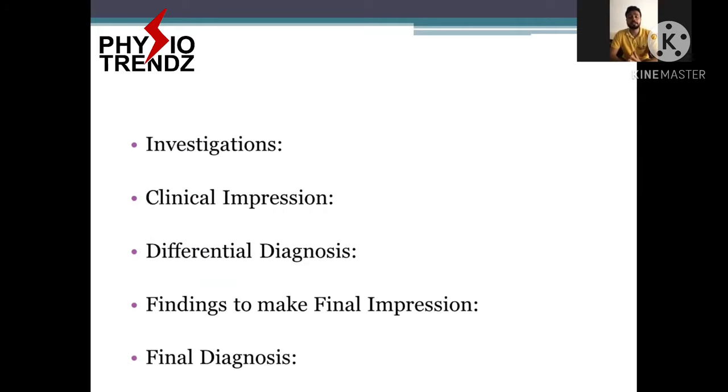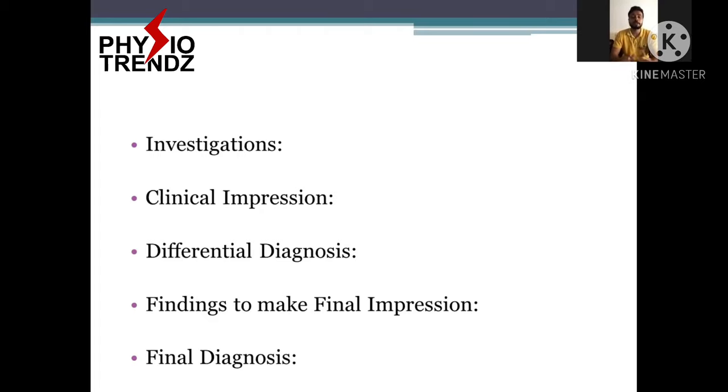Then comes the investigation procedure. In the investigation procedure, if any blood test, X-ray, MRI, CT scan, or whatever investigations are done, we have to check and identify the points. Then clinical impressions: whatever impressions we have got from clinical examination, palpation, and observation, we have to mention here. Then differential diagnosis: according to our special tests, whatever conditions could be present, we have to write down here.